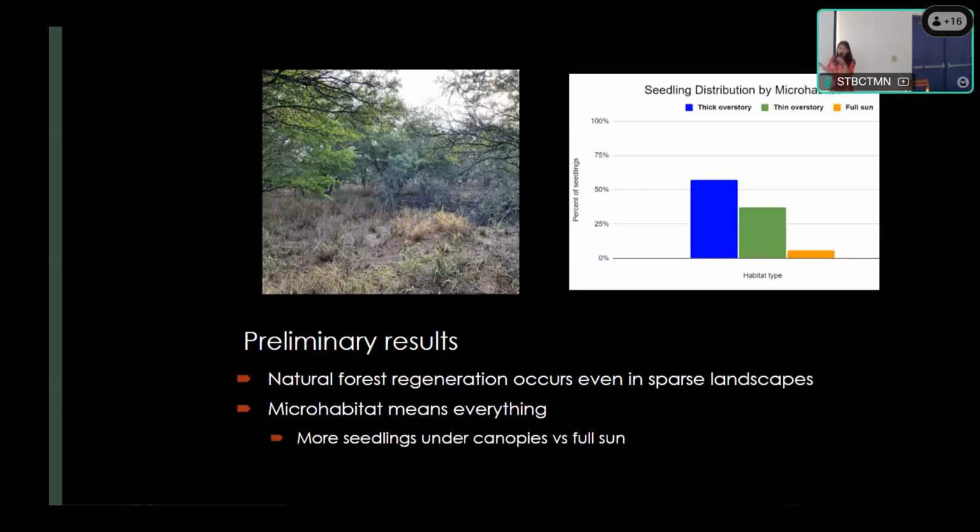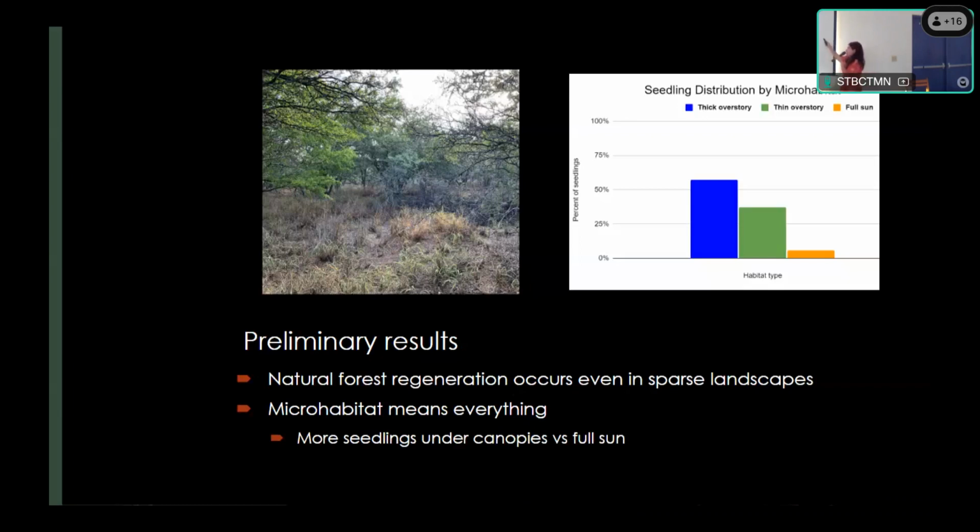And then out in full sun in the open areas is the bar in orange. And you could see that the majority of the seedlings that we've measured are occurring underneath these canopies, not out in the open. Now the data is going to look very different once we're actually done with it.